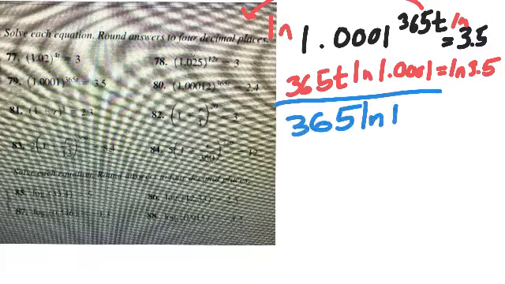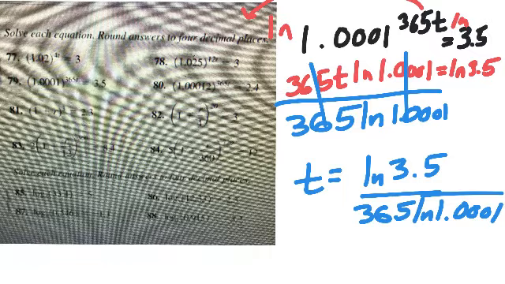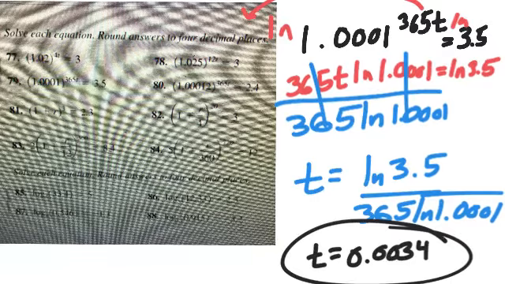T is being multiplied by 365 and the natural log of 1.0001. So I would divide by both of those things. So I'm dividing by 365 times the natural log of 1.0001. So those cancel. And I would need to do the same thing on the other side. So that would give me the natural log of 3.5 over 365 natural log of 1.0001. And again, if it asks for an exact answer, that would be it. These tell me to round to four decimal places. So when I put that in my calculator, I find t equals 0.0034.